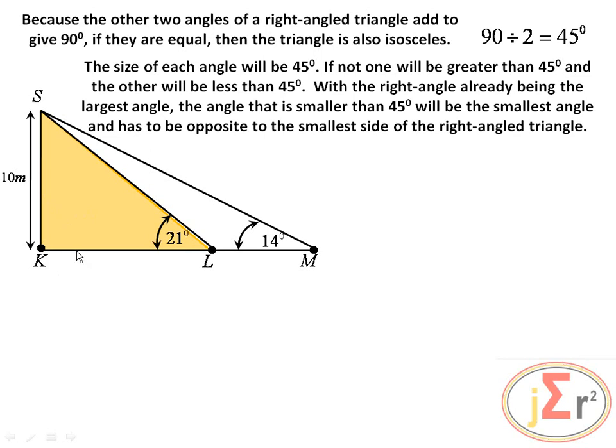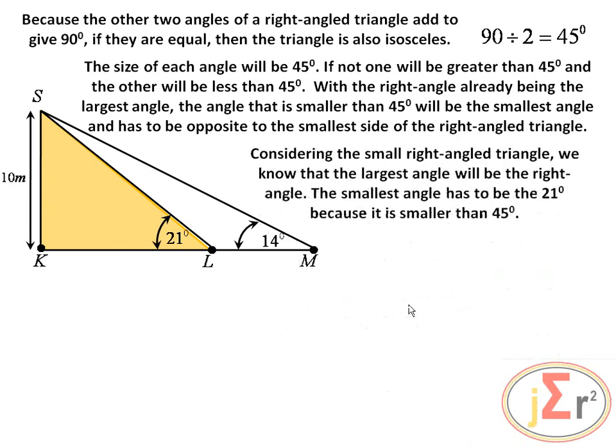This angle is 90 degrees, and this angle is less than 45 degrees. This one has to be greater than 45 degrees. It has to be the smallest angle. The smallest side has to be opposite to it. KL will have to be greater than 10 meters.